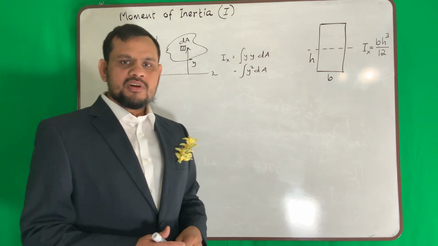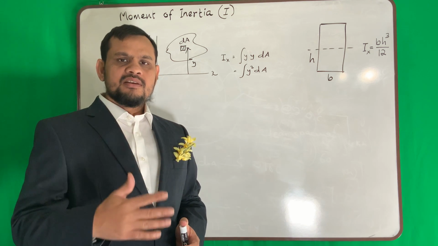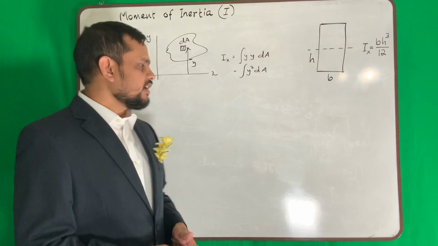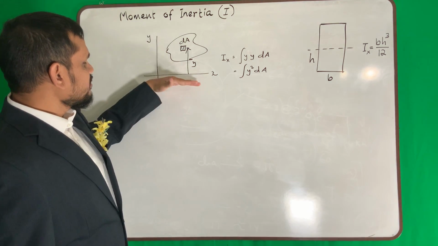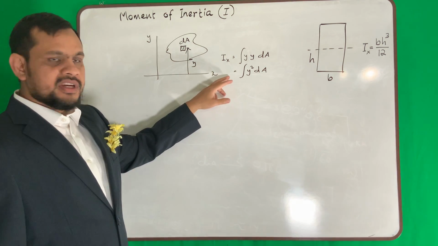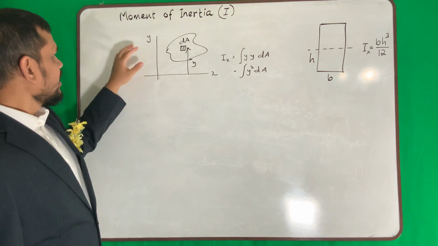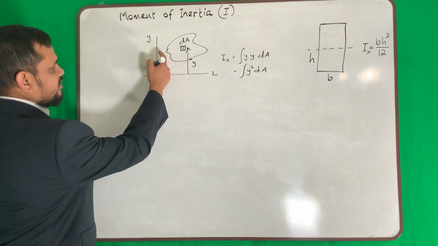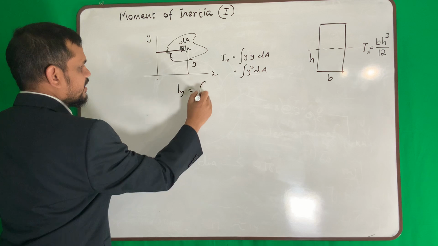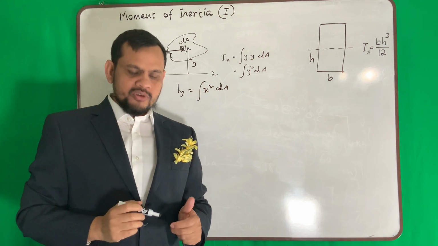So again, what is moment of inertia? Moment of inertia is the second moment of an area with respect to an axis. So that is called moment of inertia. If I consider about the x-axis, my moment of inertia about the x-axis will be the integral of y square dA. Similarly, if I want to find moment of inertia about the y-axis, if this distance is x, then Iy will be the integral of x square dA. So that is called moment of inertia.